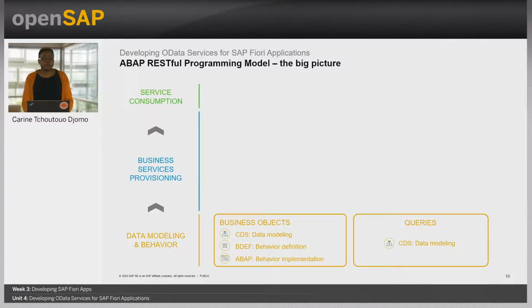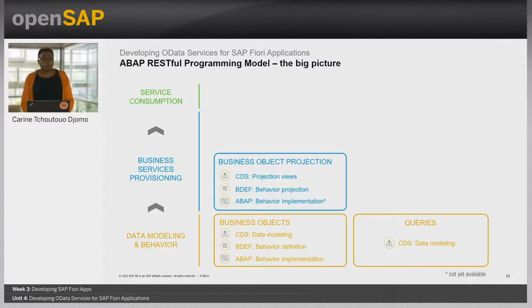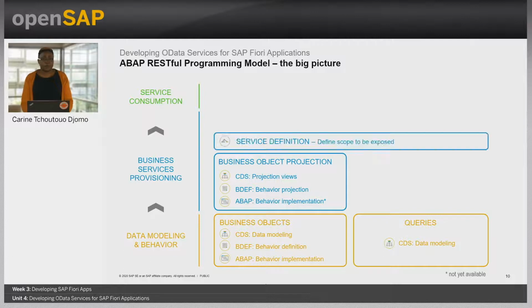On top of that, we have the business services provisioning layer, where the scenario-specific scope definition and exposure of an OData service occur. The business object projection is used to specify the relevant subset of attributes and behavior of each business object involved. Here, the business object can also be enriched with additional information if needed, for example, with SAP Fiori elements annotations. Then we have the service definition, also a new development object, where the list of all relevant business objects and other helpful CDS entities for a given service is specified.